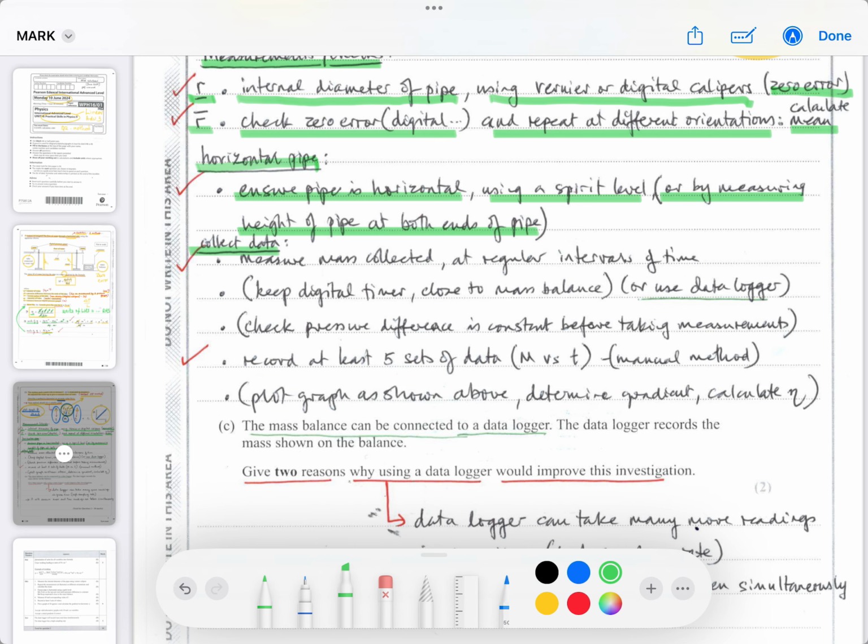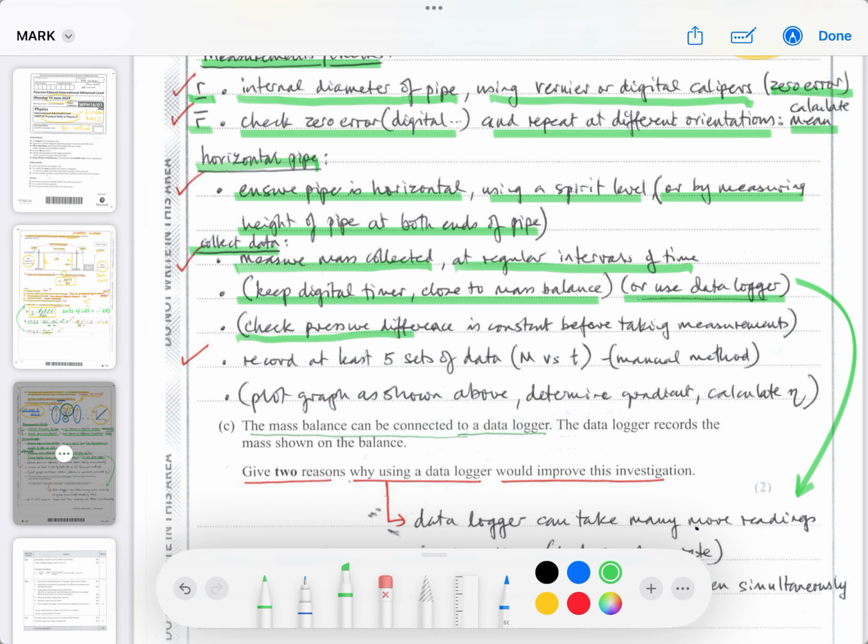So these are preliminary checks, 3 marks, and then you want to measure the mass collected at regular intervals of time. So you've got different amounts of mass at different times, so you've got something to plot. You want to keep your digital timer close to your mass balance so you can see both figures, or you can use a data logger, which is actually asked about in the final part of the question. The data logger will take the values for you if you have a data logger that can measure the mass and the time at the same time, so it can sample the data for you.